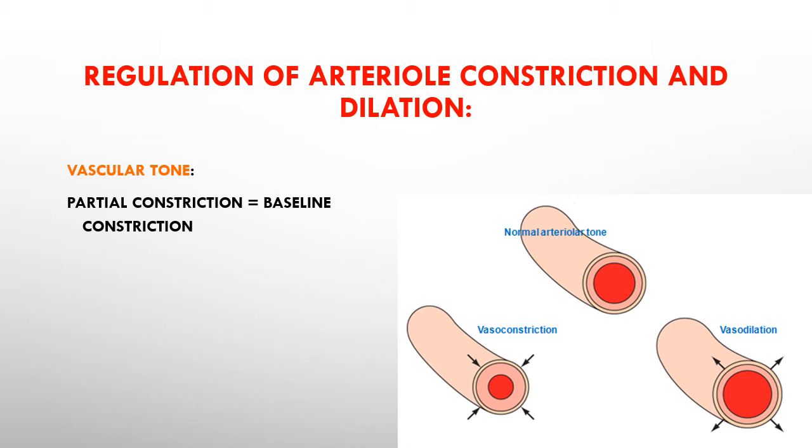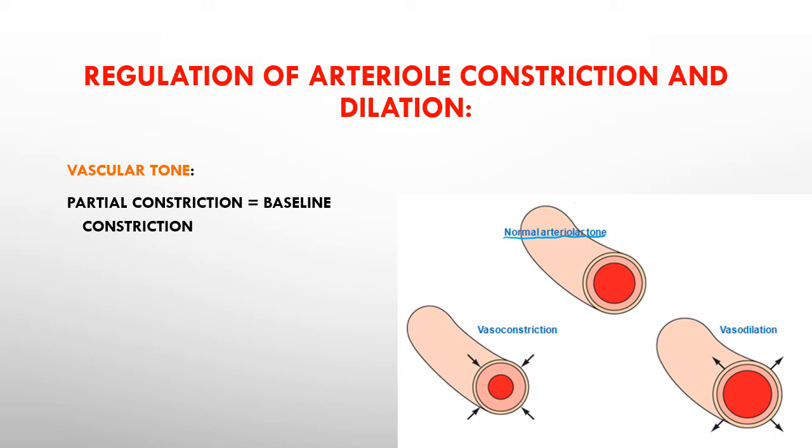So vessels themselves are going to change their diameter at any given time. And so here we have a normal arterial tone to the vessels themselves. This is kind of our baseline. This is a process where it's kind of halfway between vasoconstriction, halfway between vasodilation.